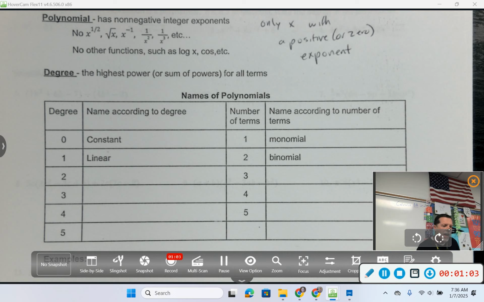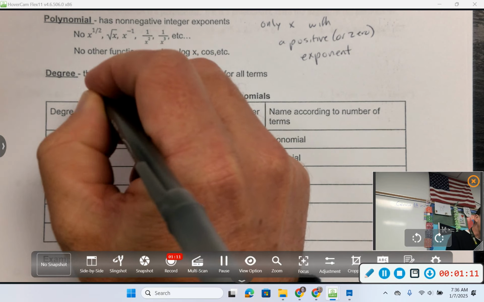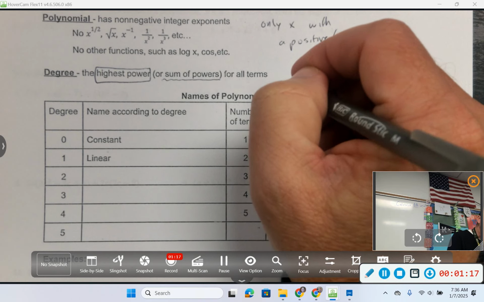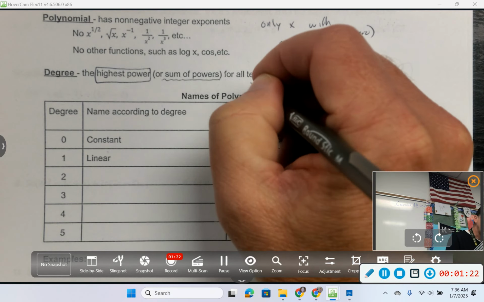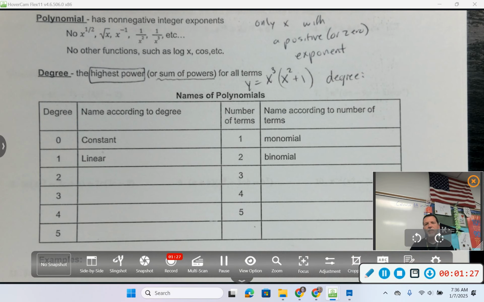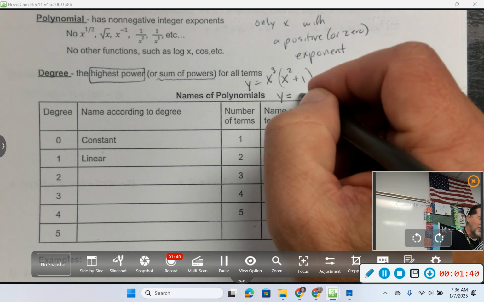The degree is the highest power for all the terms. Be careful about the sum of powers. I would stick with highest power when it's multiplied out. I think why it says sum of powers is if I had x squared plus 1 times x cubed, what's the degree of that polynomial? 3, 5, 6? Oh boy, we got all kinds of answers. Let's multiply it out first, maybe that'll help. What's x cubed times x squared?